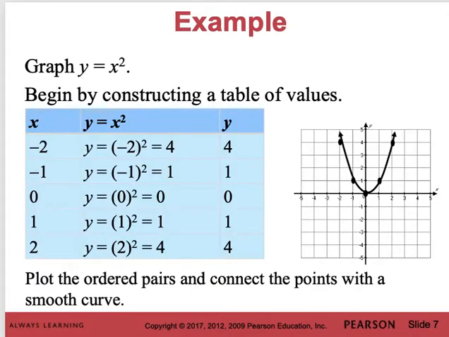Here is an example. Begin by constructing a table of values. Graph x equals y squared. So I can say, well, what if x is -2, -1, 0, 1, 2? I replace all of those values in for x, get an answer, and that answer is my y. So now I have an x and a y. I have coordinates. You can plot all of these 5 points, and if you plot them and connect them, you get a parabola.